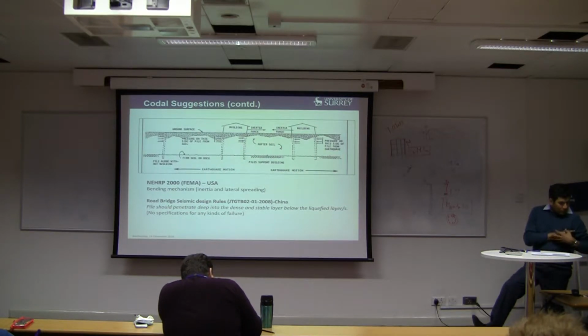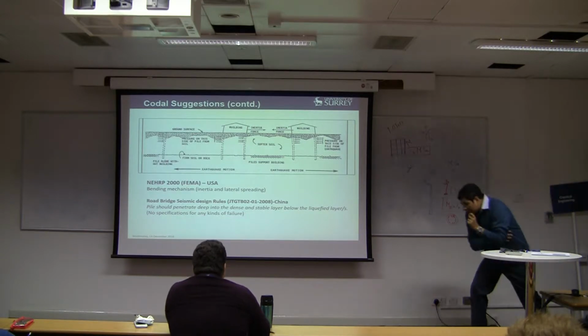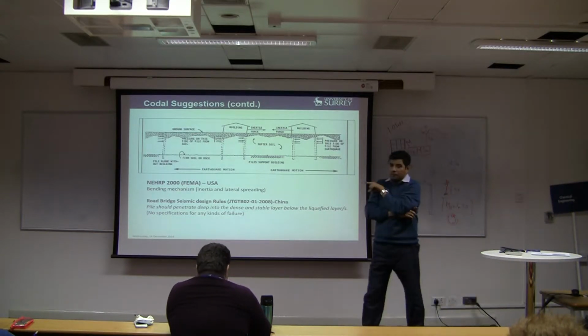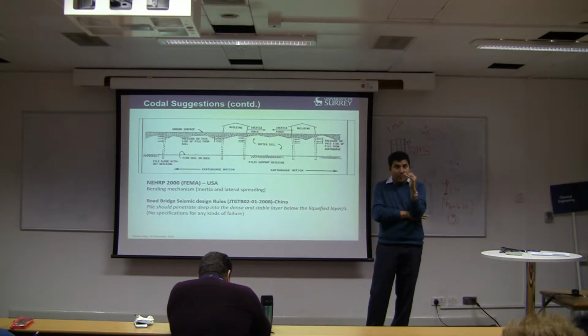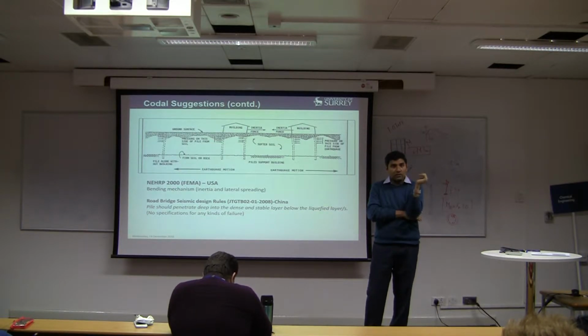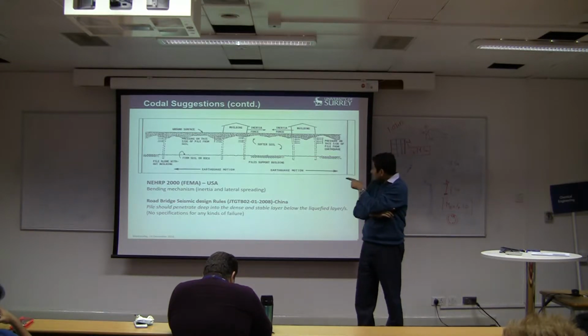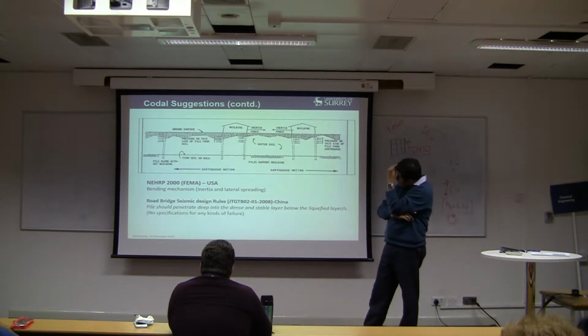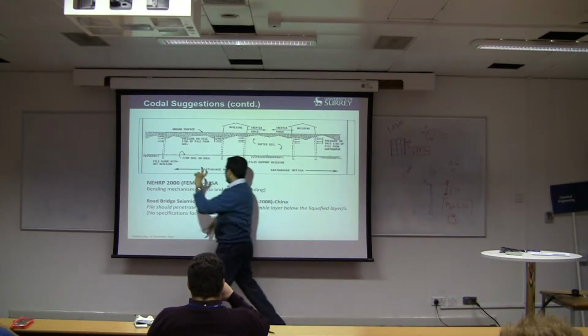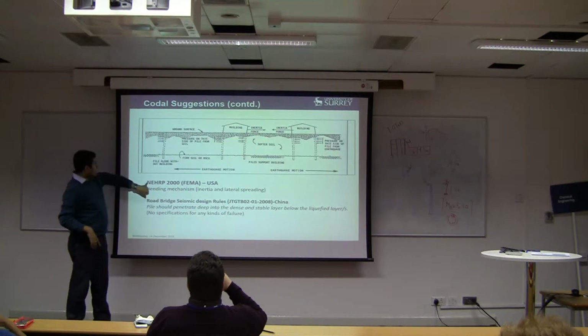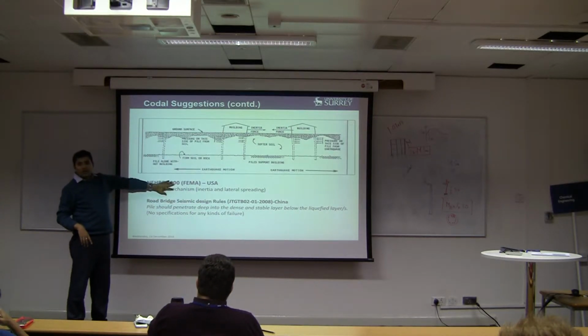So if you look into the other codes of practice, effectively what we are seeing is that all these codes of practice are suggesting only a bending mechanism. They are taking into account the bending mechanism, so the lateral load. This is again a US FEMA code. Again, they are saying that you take into account the inertia force. So that's from the Nihart code. This is the US code.